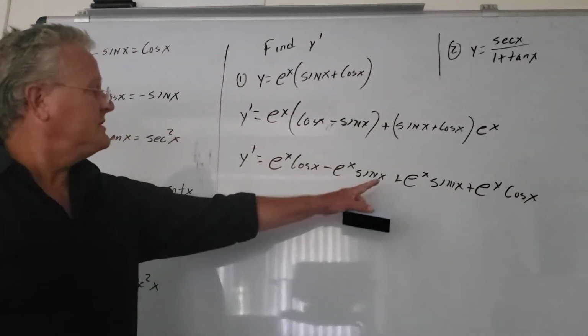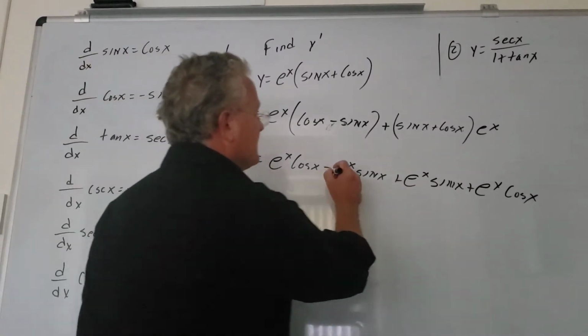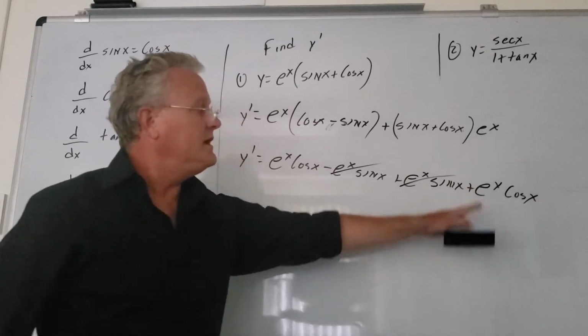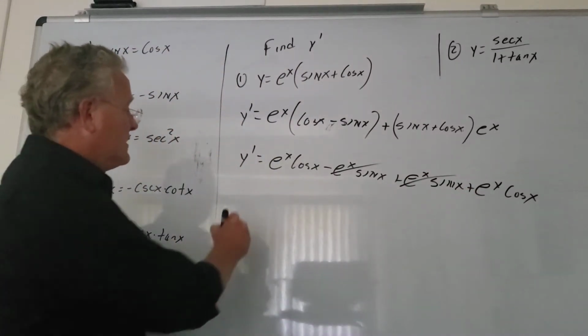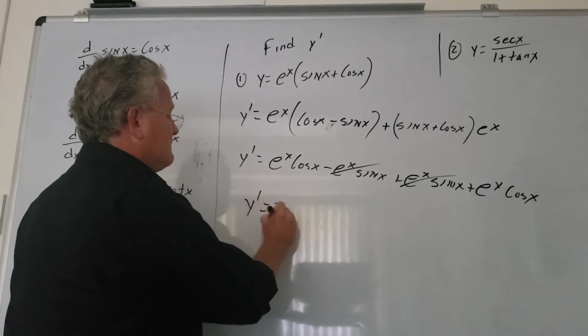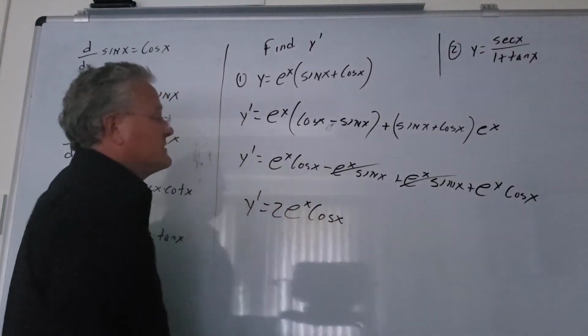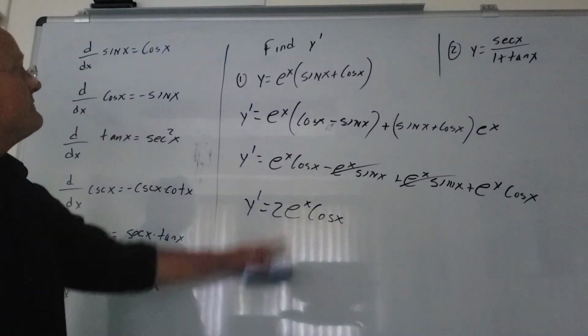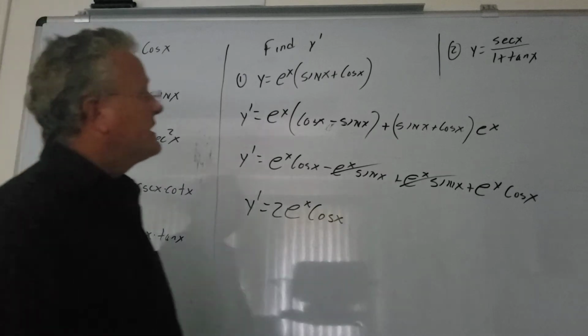And now we can see e to the x sine x and negative e to the x sine x. That adds up to 0. E to the x cosine plus e to the x cosine is 2 e to the x cosine. So the derivative is 2 times e to the x times cosine x. So that is the derivative of this first problem. Now we'll do the derivative of the second one.